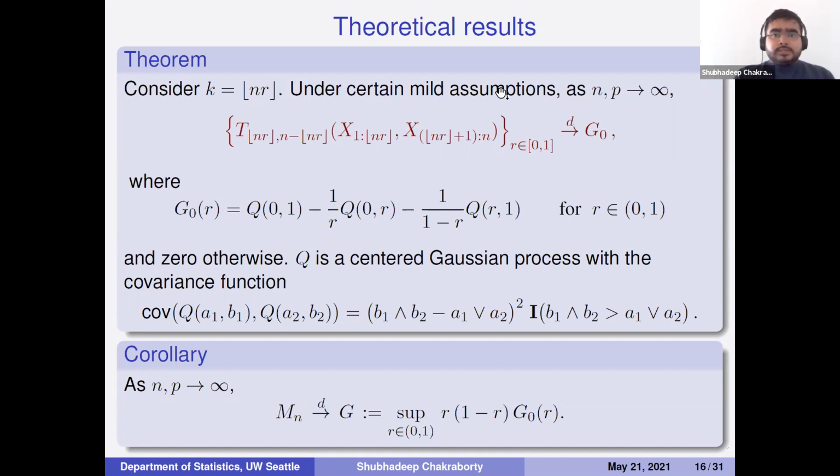So the first theoretical result that we show is that this stochastic process converges weakly to a non-pivotal and distribution-free limit uniformly over r. And just as a corollary of this theorem, using the continuous mapping theorem, what we get is that when the dimension grows to infinity and the sample size also grows to infinity at a slower rate, under certain mild assumptions, we show that this statistic M_n converges to a pivotal and distribution-free limit.